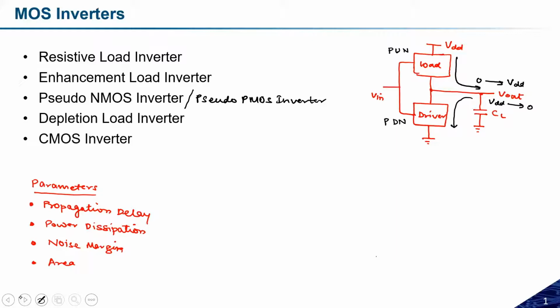Either it should be enhancement or it should be depletion. Or if it is enhancement, then whether it will be the PMOS or NMOS. So your question will be partially answered in the next slide. Let us try to consider what that next slide is.